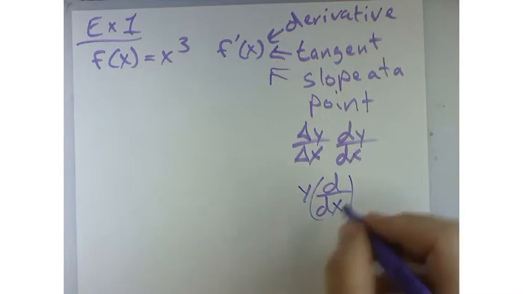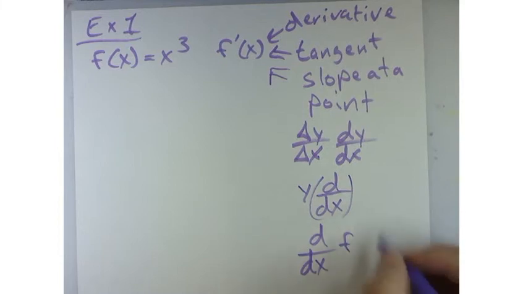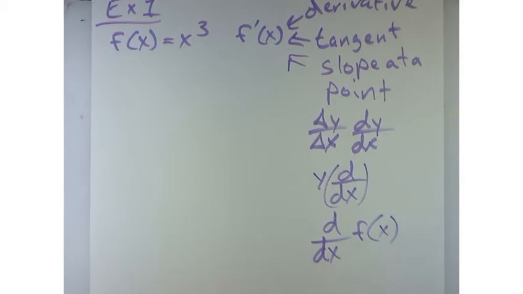And then another variation of that is d dx, or the derivative of f. And usually it's f of x. If we're taking the derivative with respect to x, then the function is dependent upon x. And so this is all the notations that basically mean the same thing. It's the slope of the tangent line.